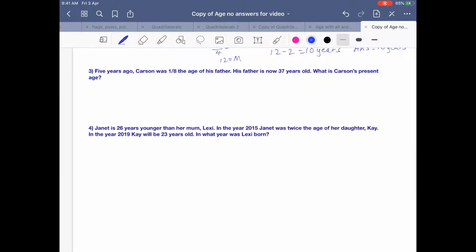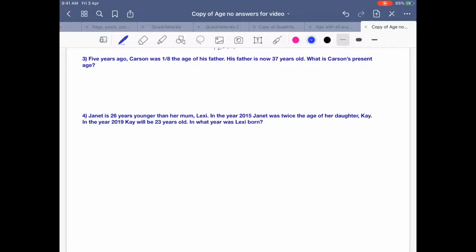Number 3. 5 years ago, Carson was 1/8 the age of his father. His father is now 37 years old. What is Carson's present age?